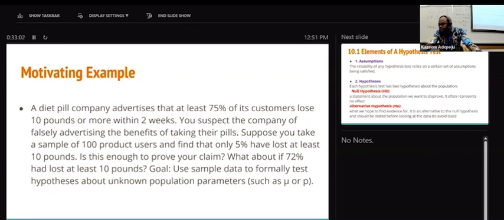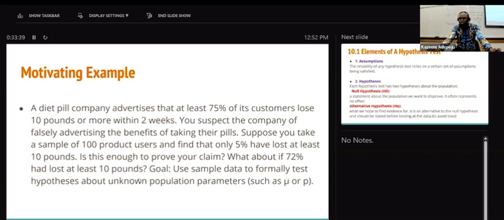You suspect the company of falsely advertising the benefit of taking their pills. Suppose you take a sample of 100. When you are investigating, you are not going to investigate everybody. You're only going to end up taking a sample. You know that, right? Okay. Of 100 product users, you found that only 5% have lost at least 10 pounds, but they claim 75%. Is this enough to prove your claim? What about if 72% had lost at least 10 pounds?